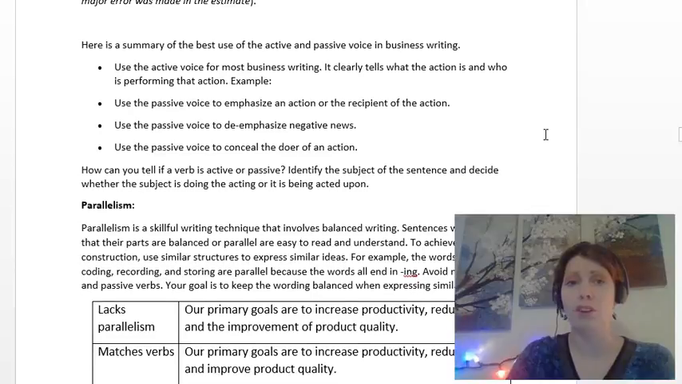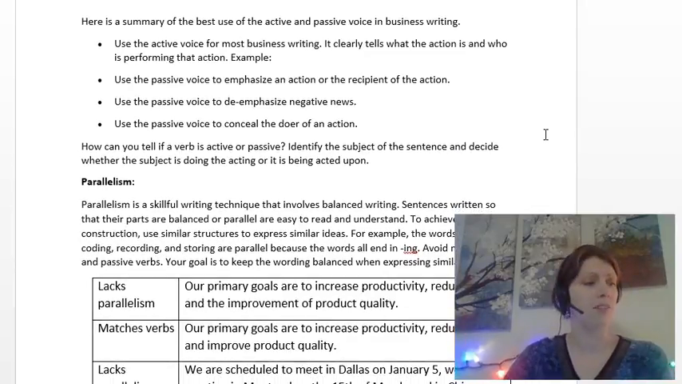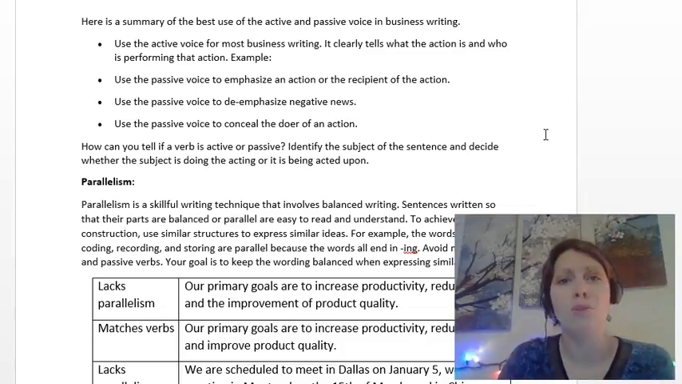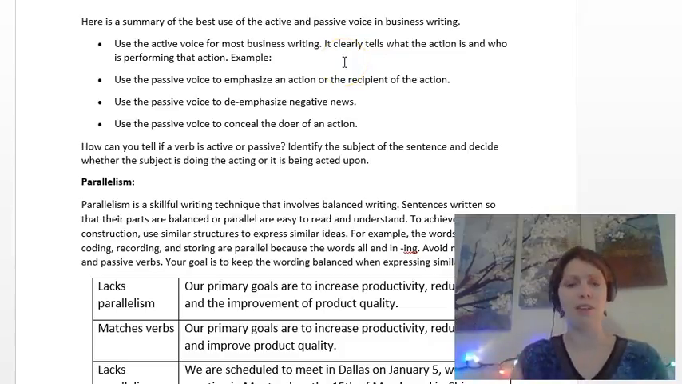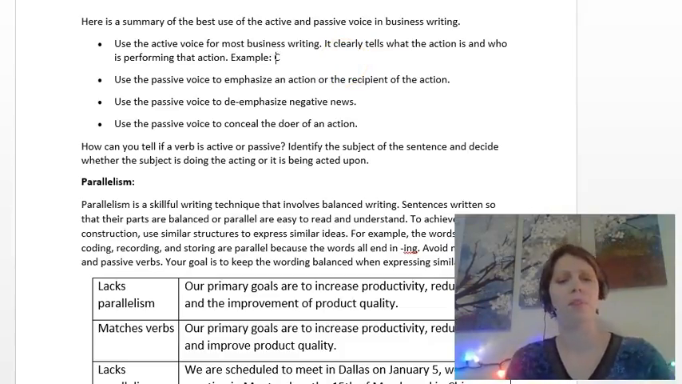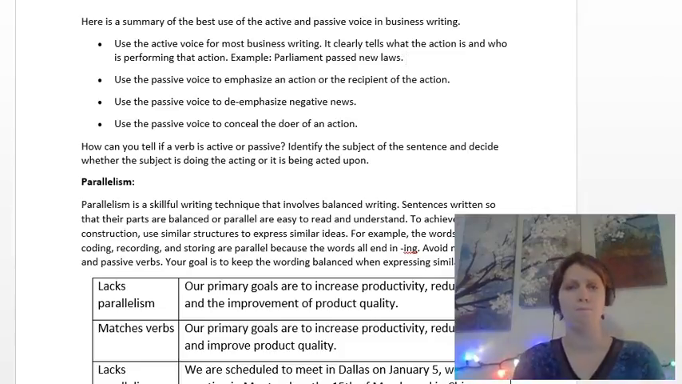So here's a short summary of the best use of active voice and passive voice in writing. So you use the active voice for most business writing as we have been talking about. It clearly tells what the action is and who's performing that action. It's really simple. The reader gets it. So for example, let's say Parliament passed new laws. Voila, we get it. Good.